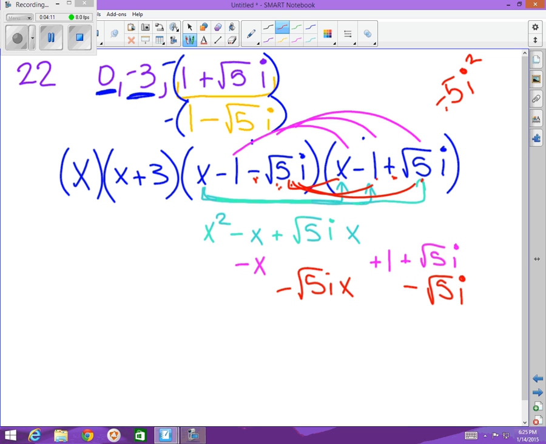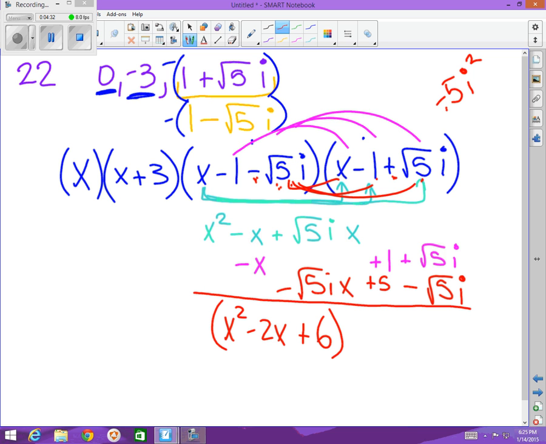Square root of 5 times square root of 5 is just 5, and i times i is i squared. And we all know that i squared is a -1, and so a -1 times a -5 is a positive 5. Then combining all of this stuff, you are going to get x squared minus 2x plus 6. Those two go away because they're inverses of each other. And you're left with x squared minus 2x plus 6. And if, after multiplying these two things together, you do not get some quadratic equation, then you have messed up.